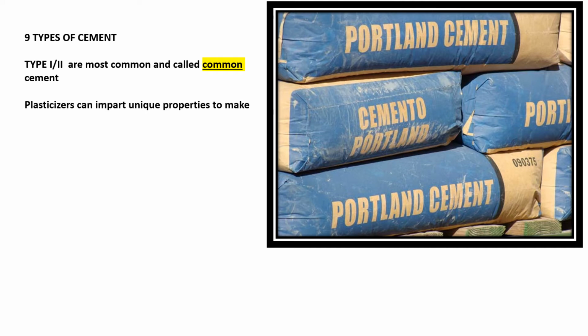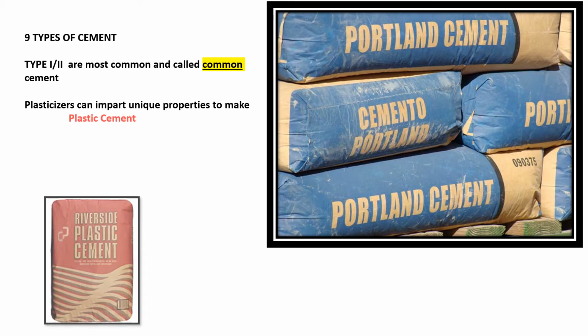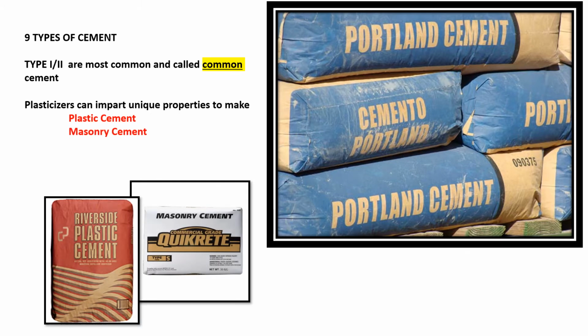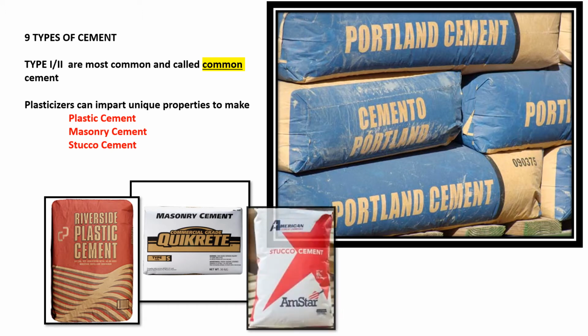Plasticizers are then added to basic cements for plastering. A plasticizer makes the cement more workable for plastering. Plastic cement, masonry cement, and stucco cement are all made for stuccoing. Do not add lime to these cements.